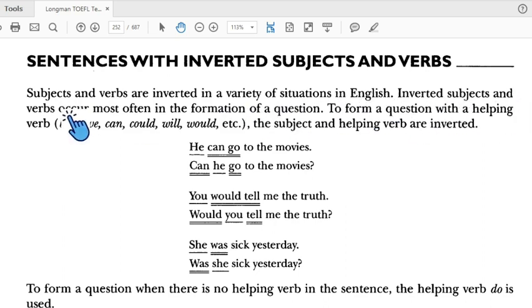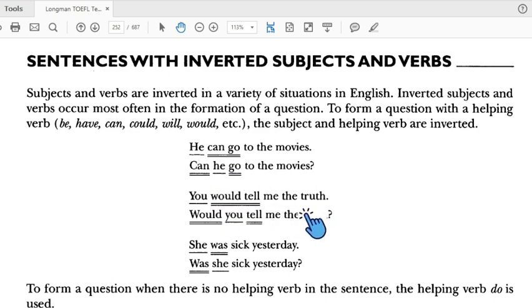Inverted subject and verb occur most often in the formation of questions. To form a question with a helping verb, the subject and helping verb are inverted. For example, he can go to the movie. We want to invert this to be a question, so we put can in front of it. Can he go to the movie?